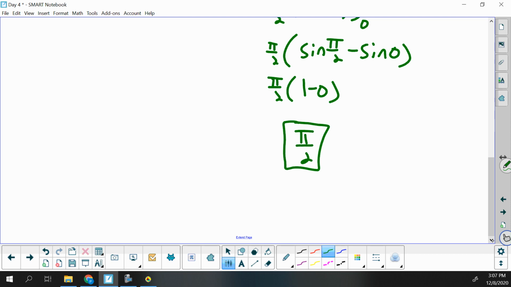Pi over 2 is something we see a lot. If you take that region, spin it around the x-axis, it's going to have a volume that is exactly pi over 2.